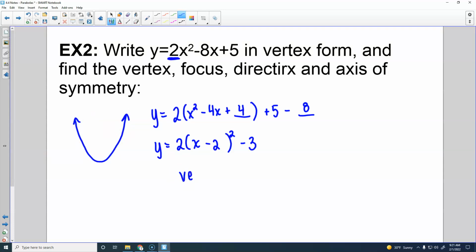Our vertex, we will look in this parentheses right here. With the x, we have a negative 2, so we're going to use the opposite sign. We'll get a positive 2. But then over here, this number right here is where our y comes from. We do not change its sign because it's not inside of the parentheses. So it's going to be 2, negative 3 would be our vertex. So this point right here is going to be 2, negative 3.